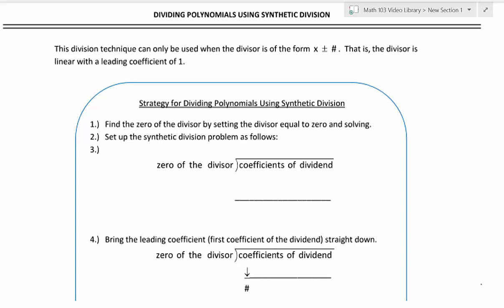This video discusses how to divide polynomials using synthetic division. Synthetic division is a division technique that is very quick. However, it is limited when we can use it. Synthetic division can only be done when the divisor is of the form x plus or minus a number. That is, the divisor must be linear with a leading coefficient of 1.